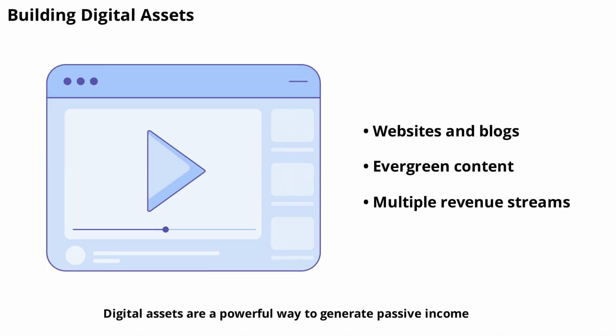Digital assets are a powerful way to generate passive income. These include websites, blogs, YouTube channels, or online courses. Once built, they can attract visitors and generate revenue through ads, sales, or affiliate links. The key is to create valuable, evergreen content that continues to attract an audience over time.